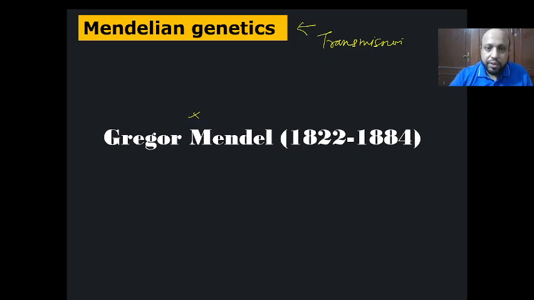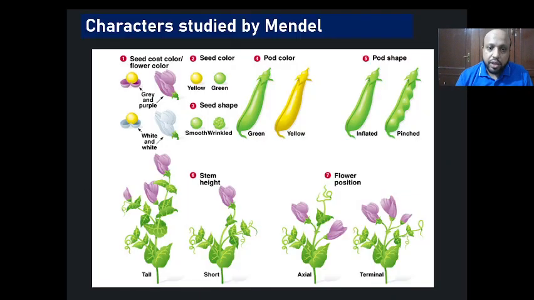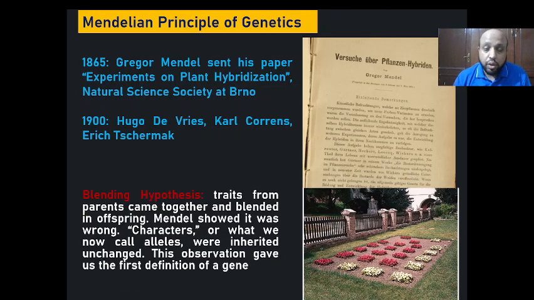He actually presented his work to the Natural Science Society at Brno, as you can see here. This is the original draft which has been shown. He published his work, Experiments on Plant Hybridization, but unfortunately his work was not recognized by the people at that time. So he was thinking ahead of his time.